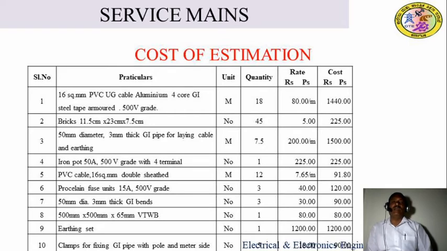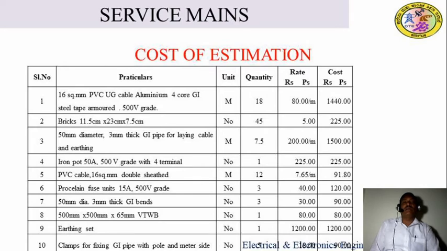Next, 50 mm diameter, 3 mm thick GI pipe for cables and earthing purpose. It is available in the market per meter. The total pipe required is 7.5 meters. The per meter cost of the pipe is 200 rupees, meaning 200 rupees per meter. The total cost becomes 1500 rupees.